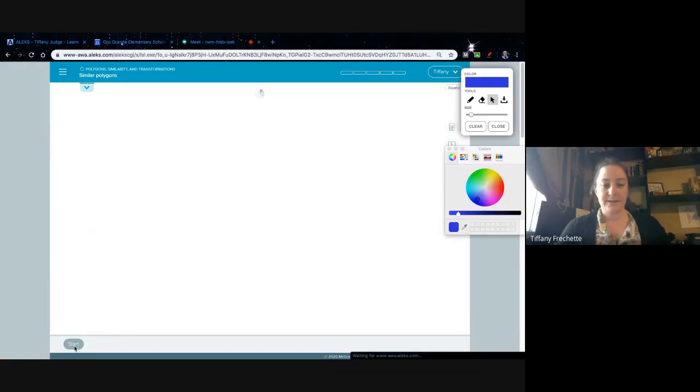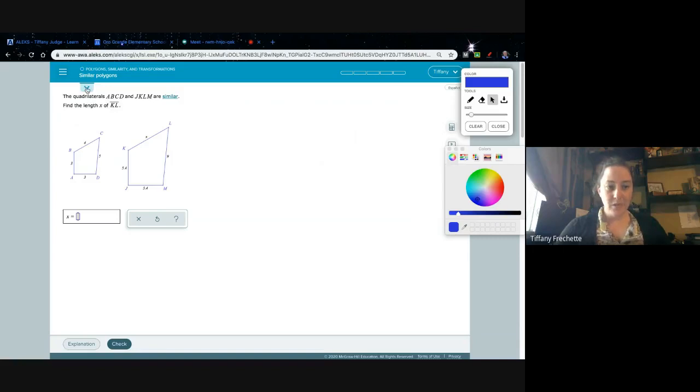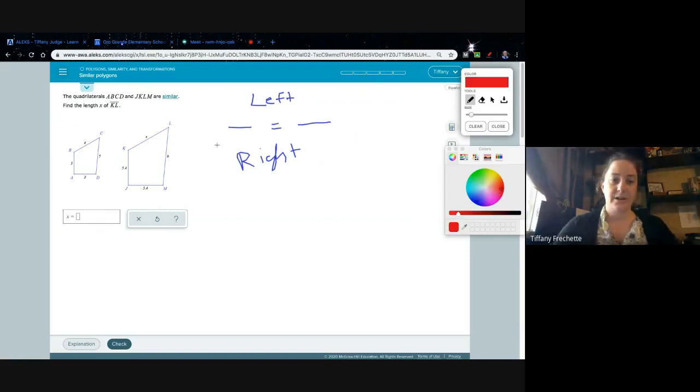So let's go ahead and start and see what we get. All right, so we have our quadrilaterals A, B, C, D, and J, K, L, M are similar. And remember, these orders matter. They're already in order of corresponding, angle to angle, side to side. So it's already in order for us. So let's do kind of the same thing we did before. So we have left and right, which kind of helps us organize our numbers here. And we'll switch our color up. All right, so they want us to find the length x of KL. KL is in the right quadrilateral, so let's go ahead and put it on the bottom here.